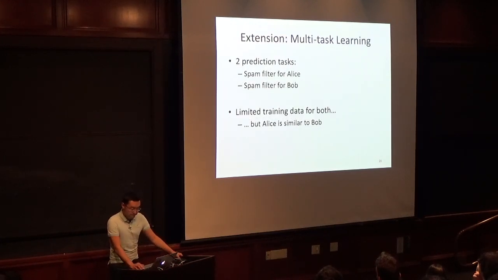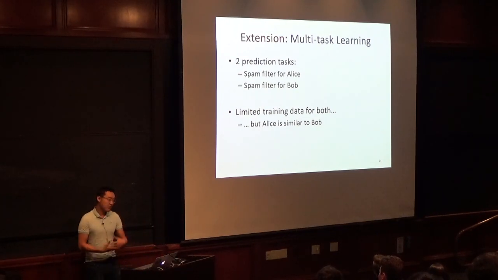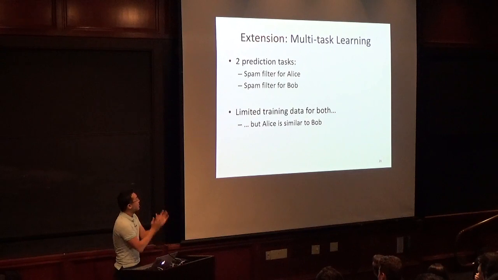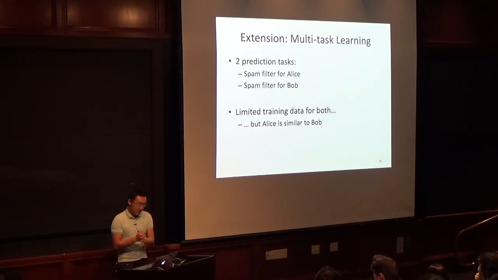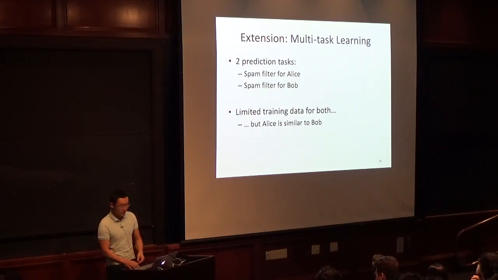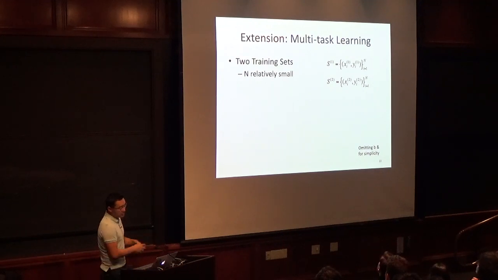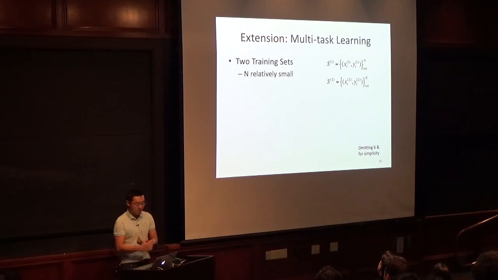Okay, the other small thing I want to talk about before I talk about sparsity and lasso is multitask learning. So suppose I had two prediction tasks, like I want to train two spam filtering methods, one for Alice and one for Bob. Let's suppose that Alice and Bob are similar people, so they have similar preferences about what is spam and what is not spam. Furthermore, let's assume that the training sets for Alice and Bob are both relatively small.